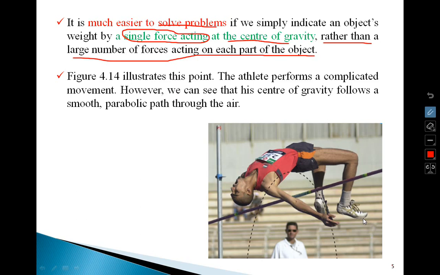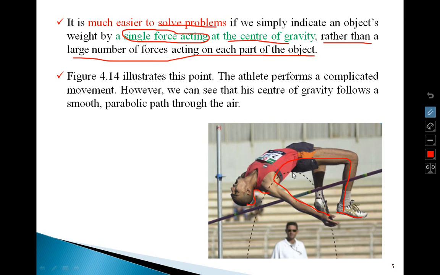The weight of this person could start at any point here, going through this, any point here. It's the weight of what? Of his body. But as we said, it's much easier to solve problems if we indicate a single force acting.